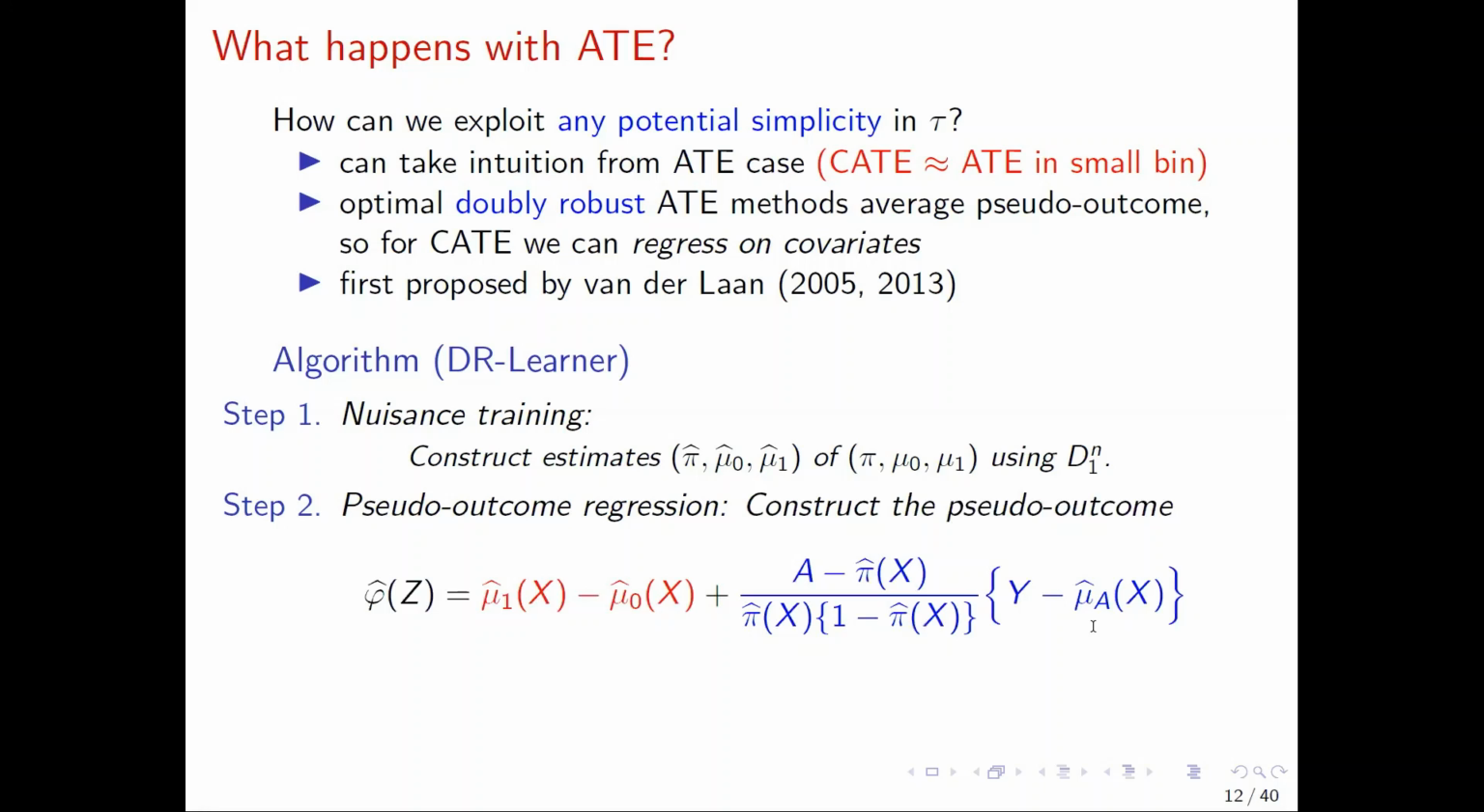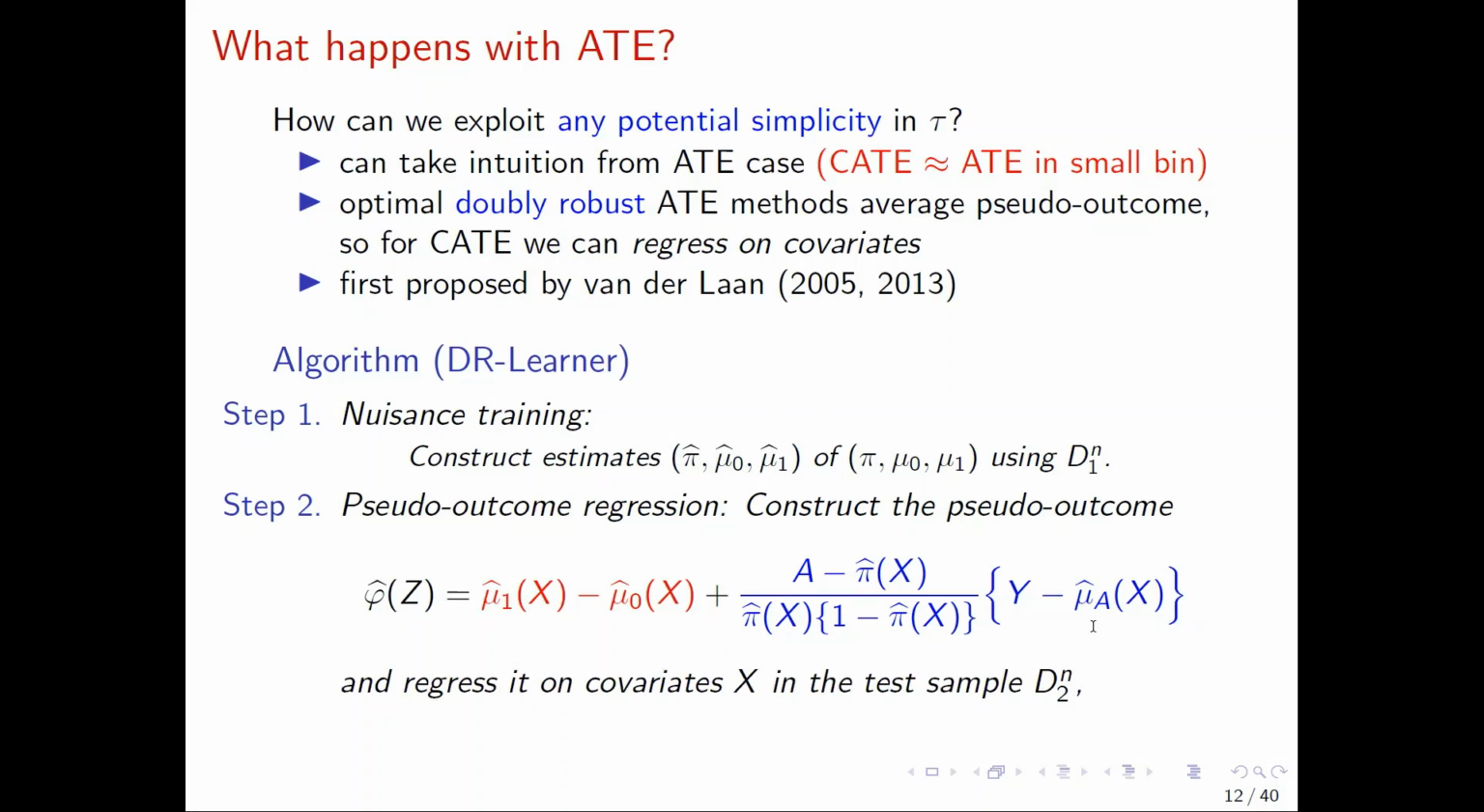And then we go to a second part of the sample, and we construct this pseudo outcome, which essentially looks like the plug-in estimator in that red piece there. This is just like the plug-in estimator where you take a difference in these regression fits. And then you add some inverse propensity score weighted residual term in blue. This is exactly the object that you construct when you're using these doubly robust style estimators, which go by lots of different names. Double machine learning uses exactly the same kind of thing.